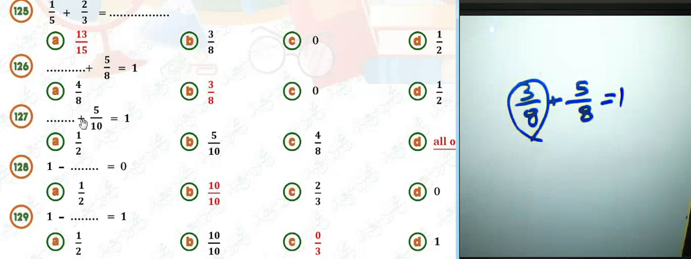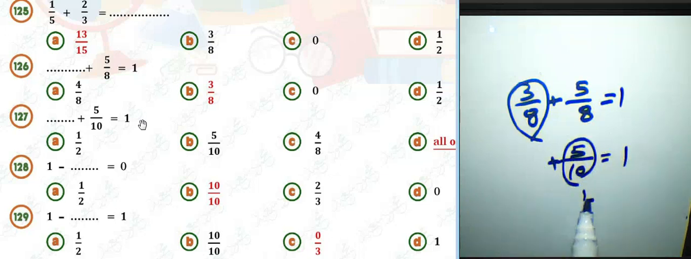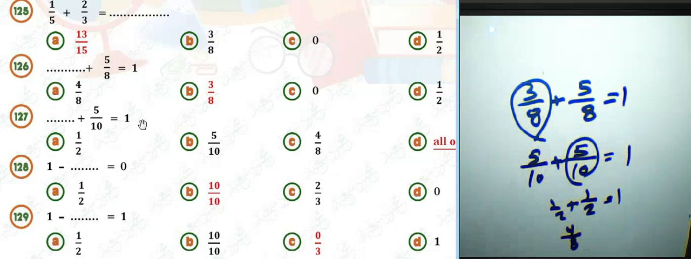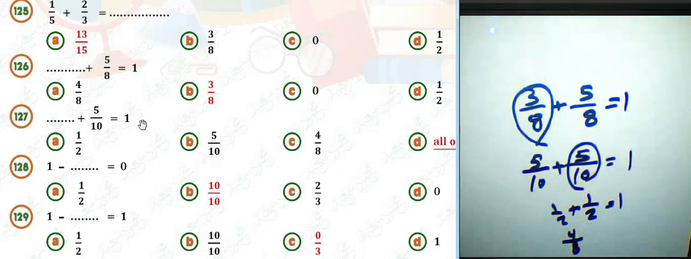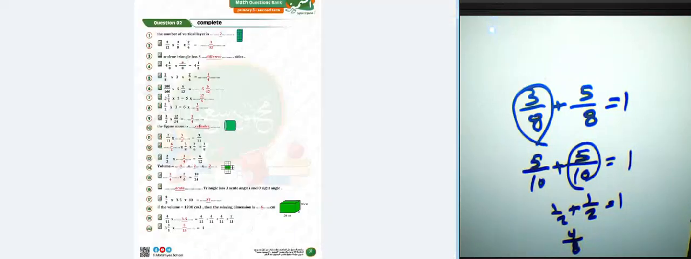5 over 10 plus 5 over 10 equals 1, or half plus half. We know 5 over 10 plus blank equals 1. 5 over 10 equals what? Half. Half plus half equals 1, or 5 over 10, or 4 over 8. Choose any fractions whose numerator is half of the denominator. So all of them. 1 subtracted by 1 equals 0. 1 equals 10 over 10. 1 subtracted by 0 equals 1.